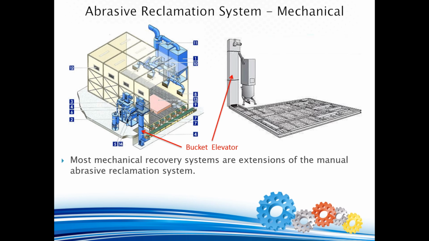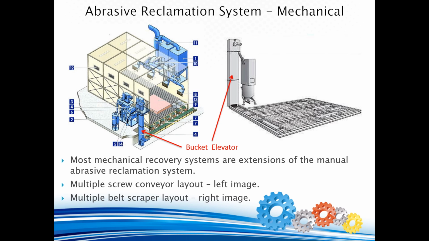Both illustrations show full-floor mechanical abrasive media reclamation systems. On the left, we have a multiple screw conveyor layout with individual screw conveyors laid along the length of the blast chamber feeding into a central screw conveyor, which in turn feeds directly into the boot of the bucket elevator. On the right, we have multiple rows of individual belt scrapers laid along the length of the blast chamber floor, feeding into a central belt scraper which then feeds directly into the boot of the bucket elevator.